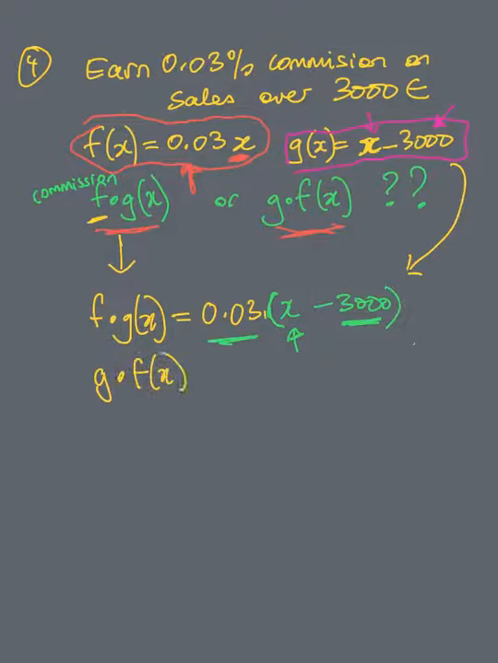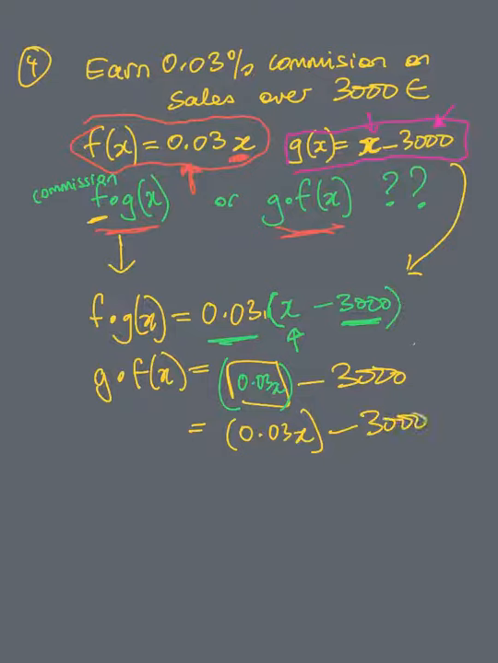The next one is going to be this rule, and here we'd have to put 0.03x here. Let's have a look. What does that look like? 0.03x minus 3,000 euros. That looks less healthy because here we've got 0.03 based on everything we sold and then subtract 3,000 euros of the money we don't earn on. So that really doesn't make sense. So it's really got to be this one.